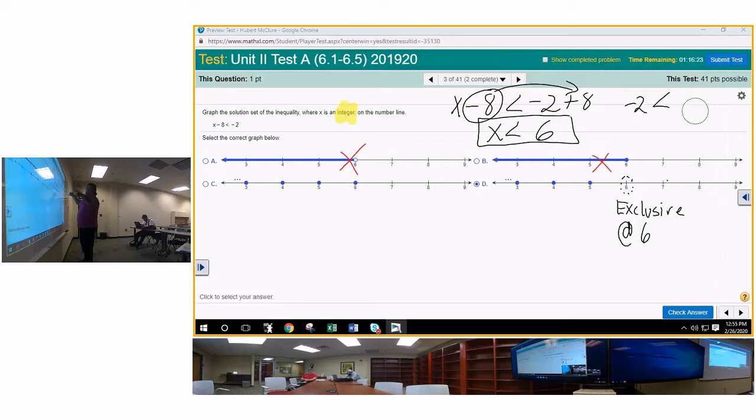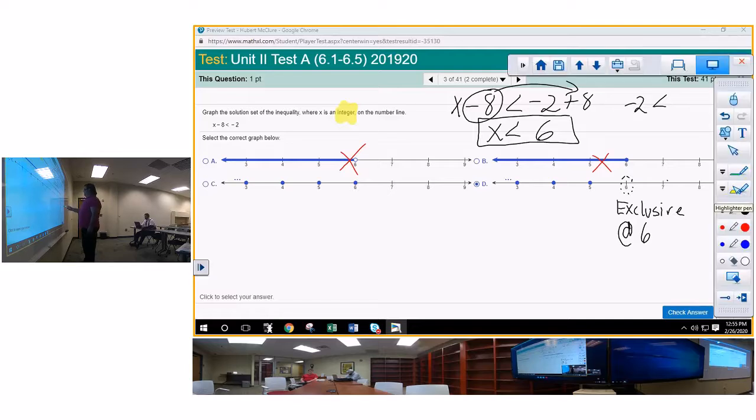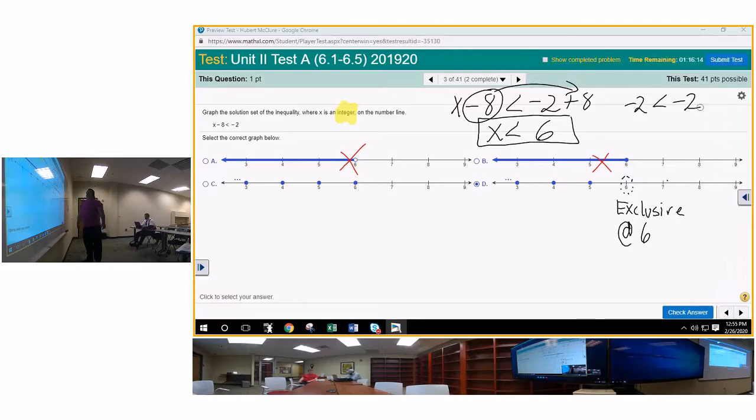Plug it in the original over there. So -2 is less than -2. Is that true or false? It's false. -2 is equal to -2. But you don't have an equal sign there, so that's an untrue statement. So therefore, you can't use 6. You have to use other numbers less than 6. That's why you don't have an equal sign here. So this is exclusive. So you can't use 6. All right? So we answered that one. Next.